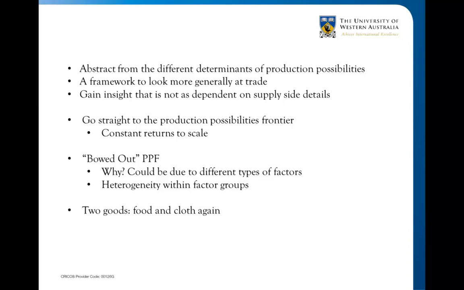So these models that we've studied so far can be viewed as special cases of a more general model, and that's the one that we want to focus on now. We're going to keep many of the assumptions that we had before. We're going to assume things like constant returns to scale. We're going to focus on this production possibility frontier, still bowed out, so it reflects the changing opportunity costs, heterogeneity within factor groups, and so on. And again, we're just going to use a simple example with food and cloth.